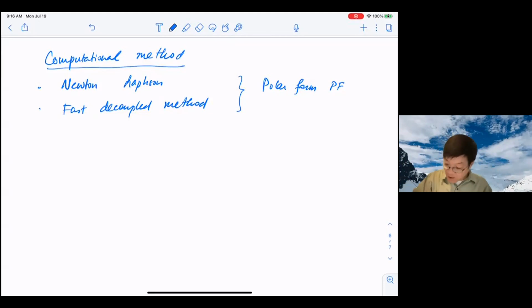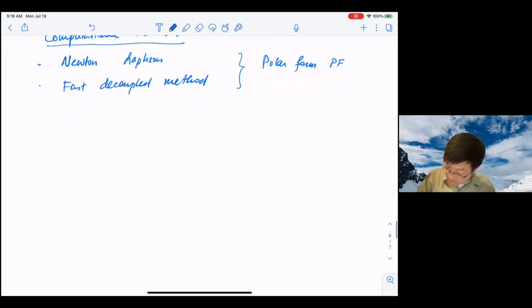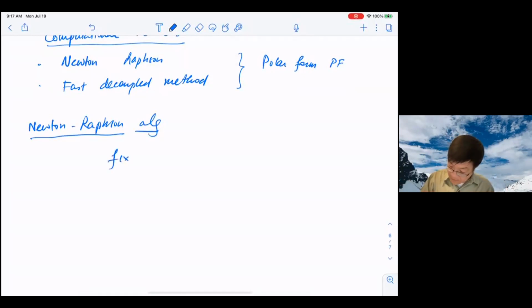Okay, so the Newton-Raphson algorithm is to solve, in general, some nonlinear equation f(x) = 0. So x is in R^n, and f takes an n-dimensional vector and gives you an n-dimensional vector. And the idea is really the Taylor expansion of the function f, right?